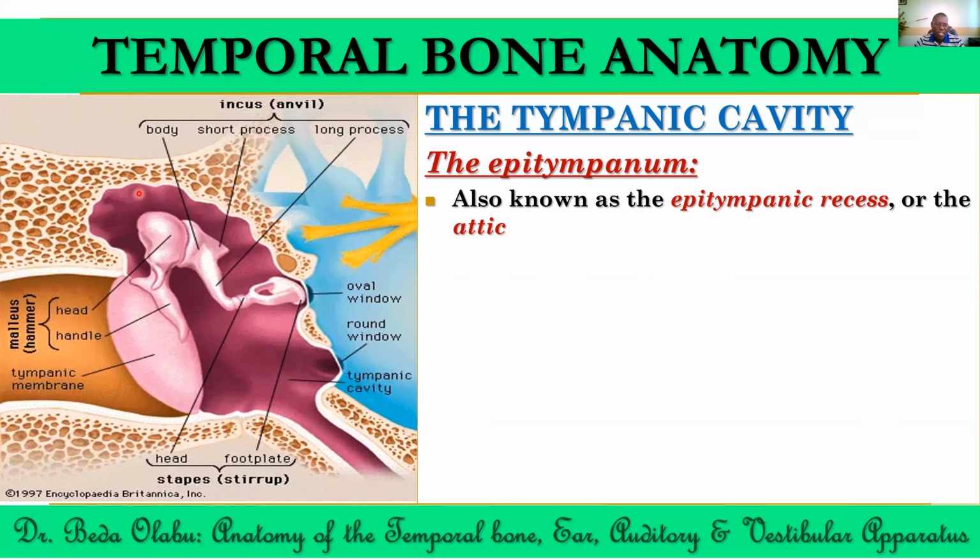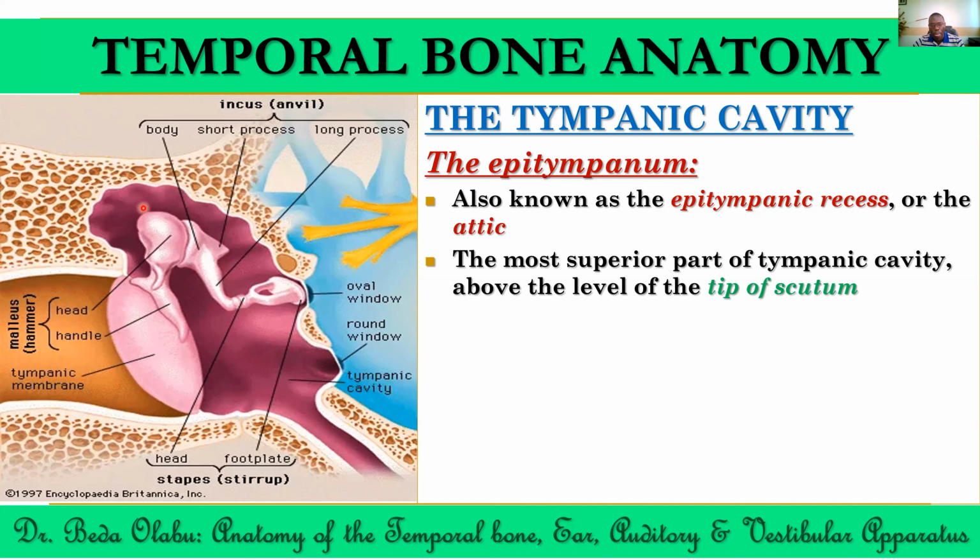The epitympanum, which is this one, is also called the epitympanic recess or the attic. It is the most superior part of the tympanic cavity above the level of the tip of the scutum. The scutum is that sharp inferior margin of the upper bone, or the upper attachment of the eardrum. This point here is what we call the scutum. So the superior rim of attachment of the eardrum has a sharp projection inferiorly, which we call the scutum.